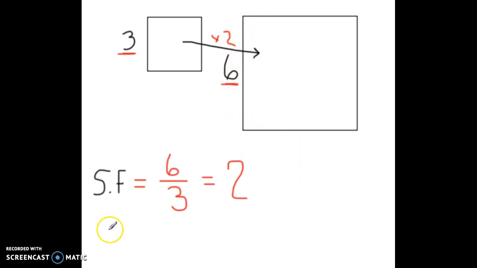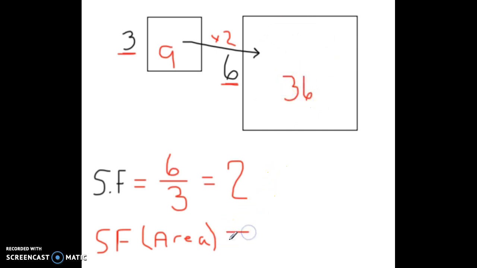Now here's a question. What happens when we talk about scale factor as it relates to area? Area is simply length times width, so we're going to take a second and look at that. What's the area of this rectangle? Well, it's 3 times 3, or 9 square units. What's the area of this one? Well, it's 36 square units.